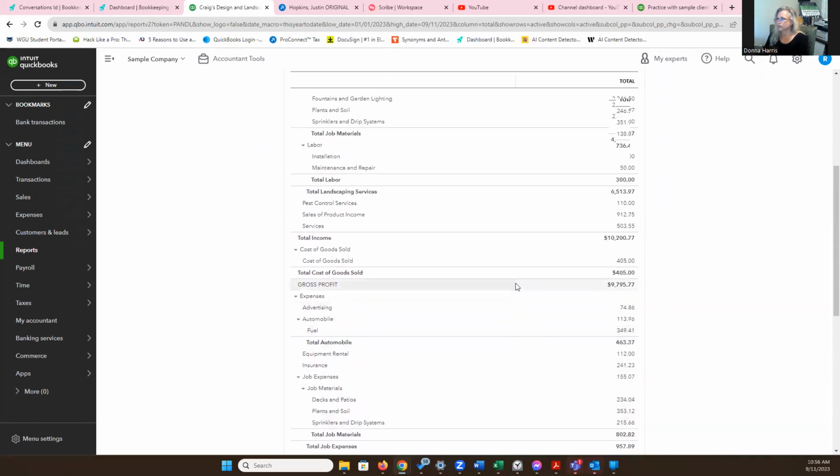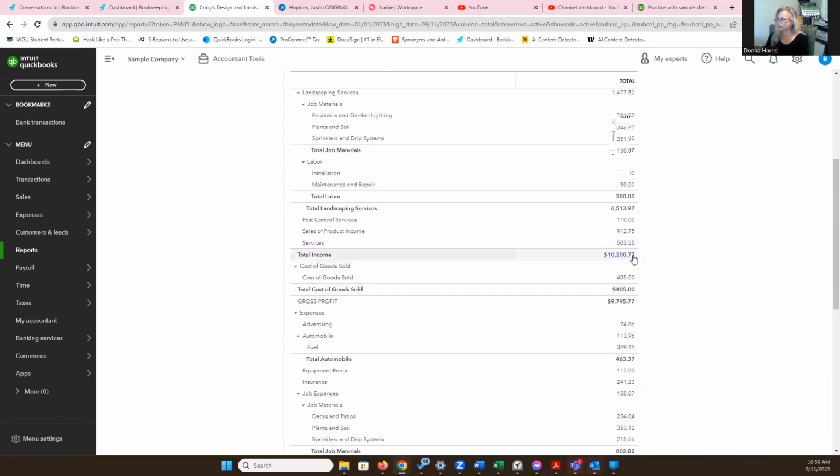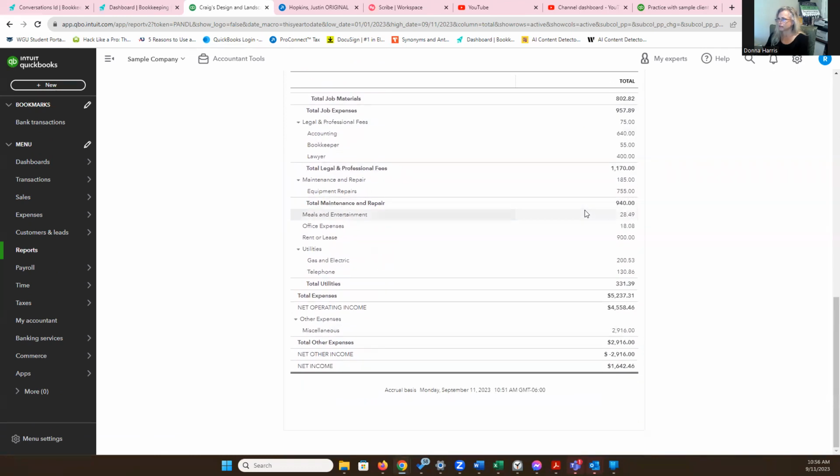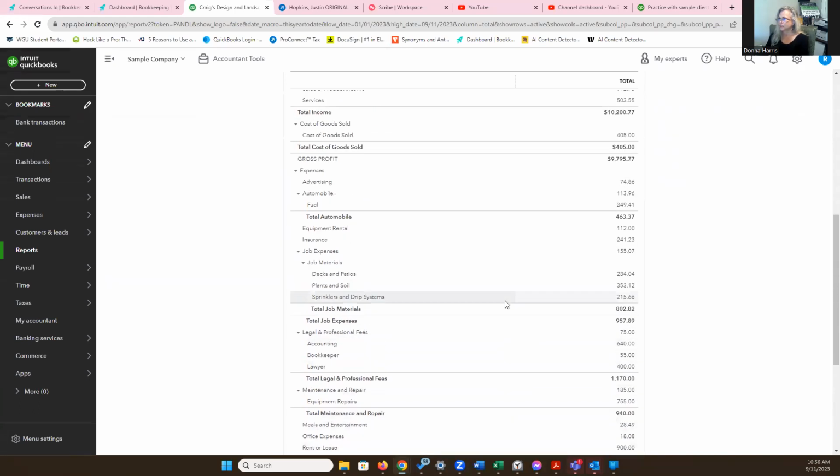So we're going through this. We see our total income, $10,200. We see $405 in cost of goods, a gross profit of $9,795.77. And then the next thing we need to look at down here, net operating income is $4,558.46, but then we have some miscellaneous expenses that probably need to be charged against operating income. So that leaves us with net income of $1,642.46. That is the profit and loss.